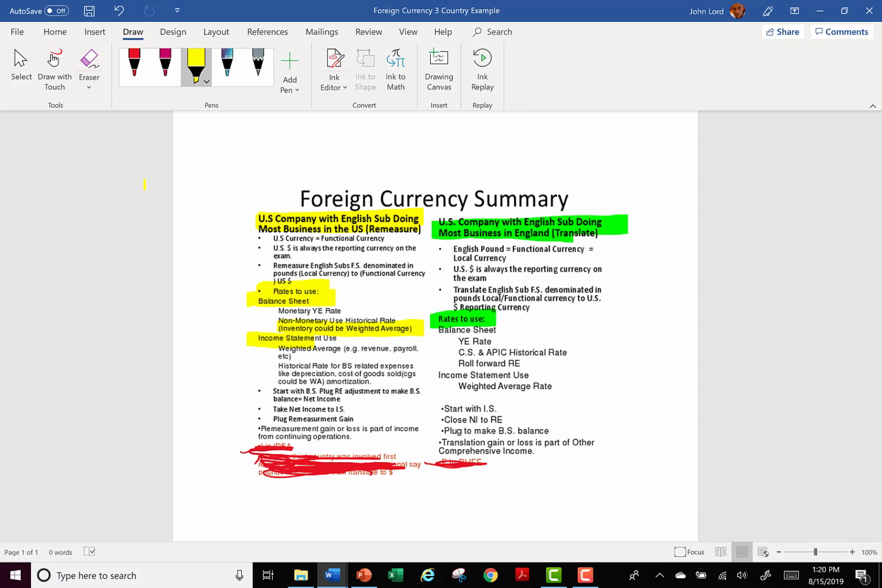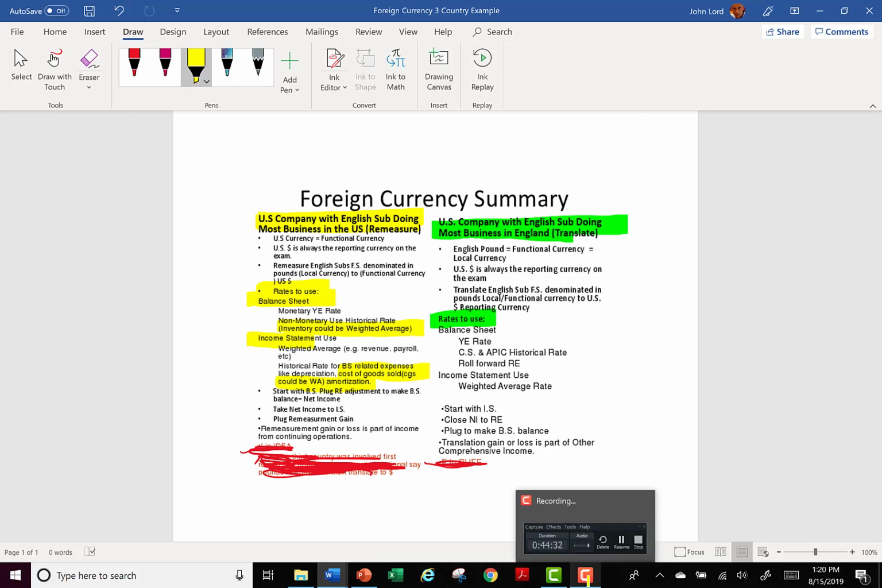And for our income statement items, if it's a balance sheet related item like depreciation, cost of goods sold, we should use historical. But again, be careful if they tell you that the inventory was acquired evenly throughout the year, then the cost of goods sold should also use the weighted average. Okay.